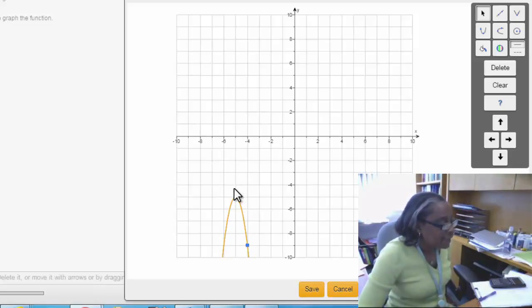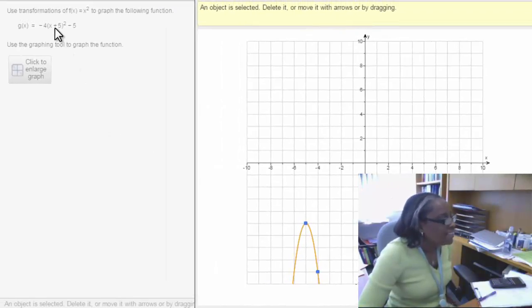At the value of x is negative 5, we have negative 5. So when x is negative 5, negative 5 plus 5 is 0. 0 squared is 0, times negative 4 is 0. 0 minus 5 is negative 5. When x is negative 4, we're saying the value of y is negative 9. Let's check. Negative 4 plus 5 is 1. 1 squared is 1. Negative 4 times 1 is negative 4. Negative 4 minus 5 is negative 9. So that should be correct.